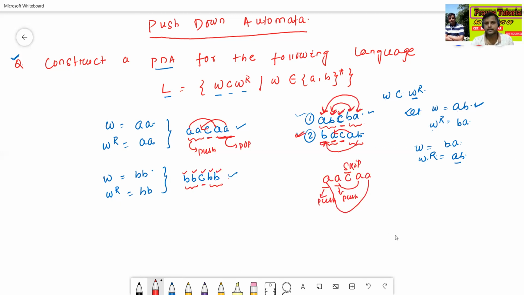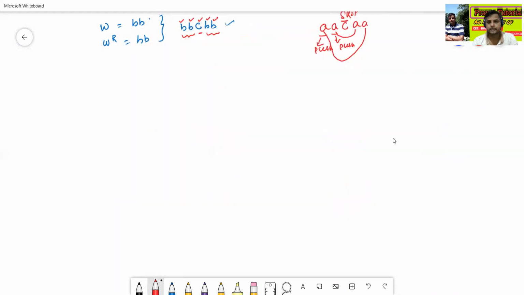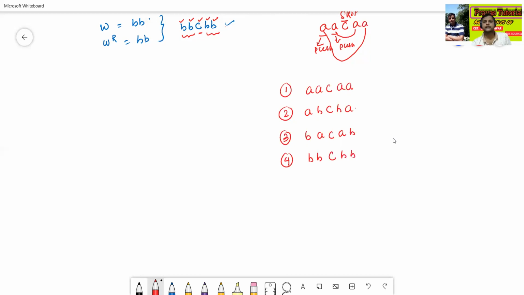Now we'll create the scenarios. The first, if the string starts with A, means A C A. The second, A B C B A. Third case, if the string starts with B, B A C A B. Then the fourth one, B B C B B. Either the string starts with A or with B. Now before C we push: A will push, AB will push, BA will push, BB will push.